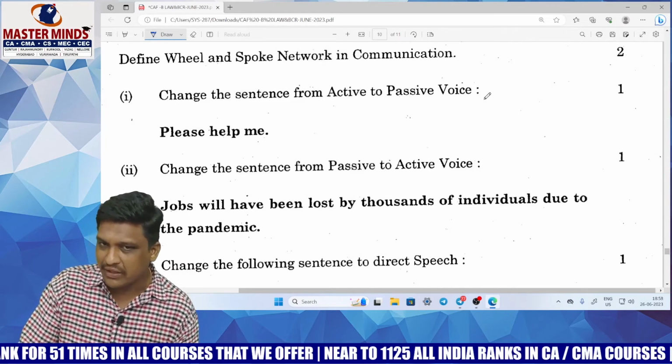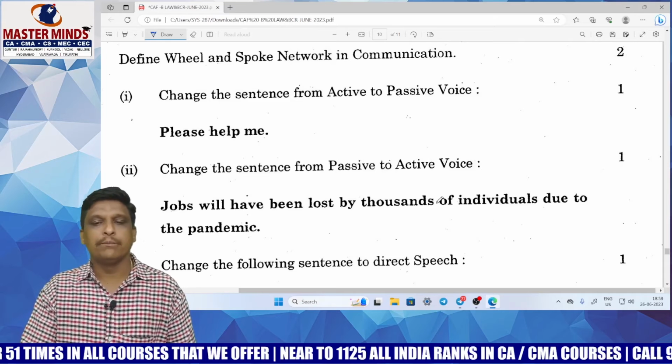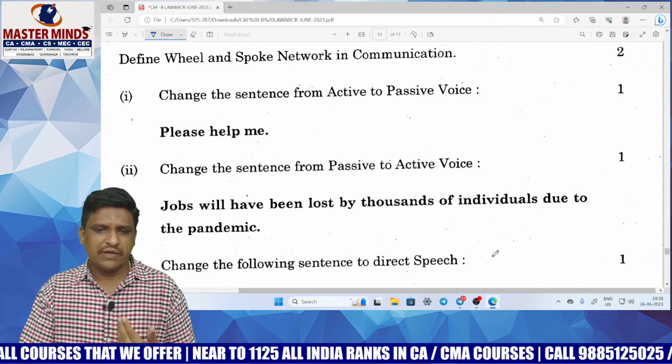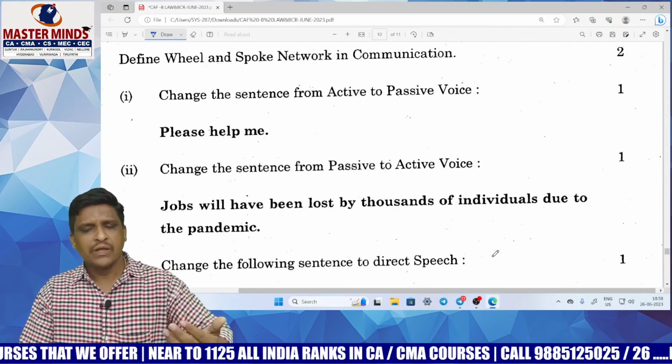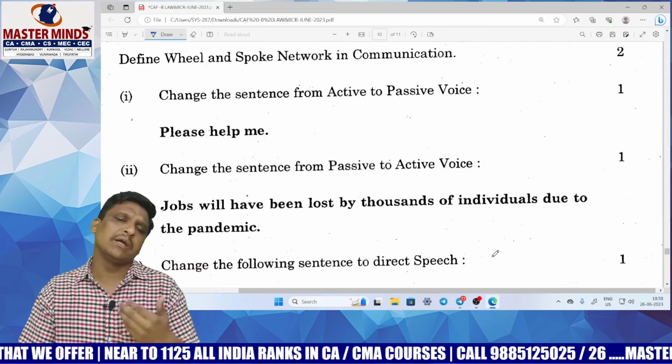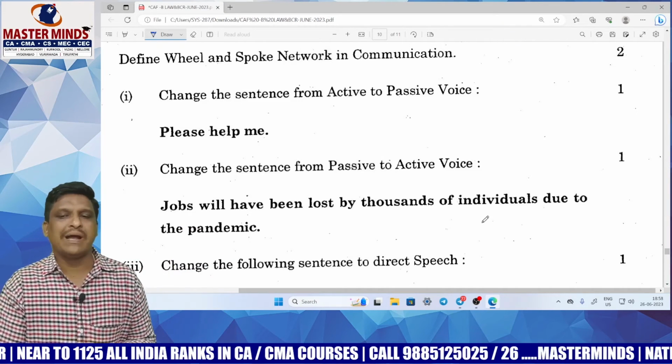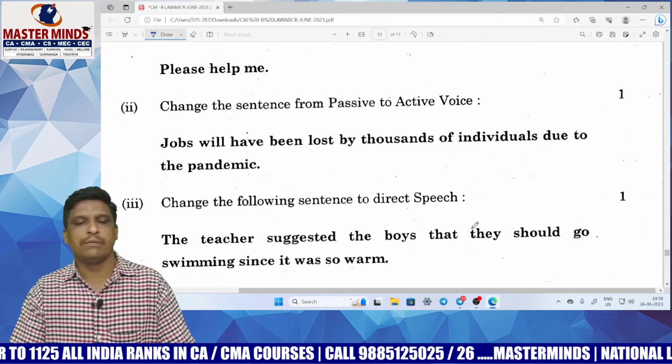Here they have given active to passive and here from passive to active. Simple, just vice versa. If you go the way from one place to another place, we know the same way how we can come from there to here, right? Same way, just stick with the rules while converting from active voice to passive voice and from passive voice to active voice too.